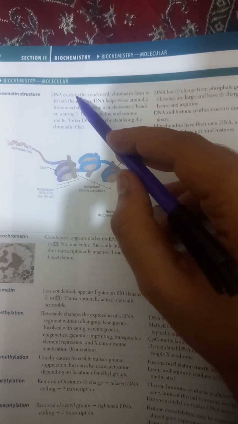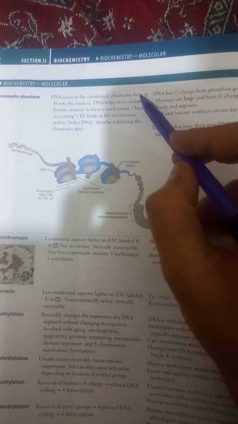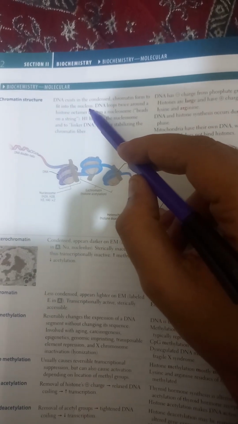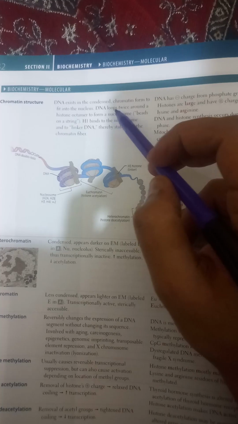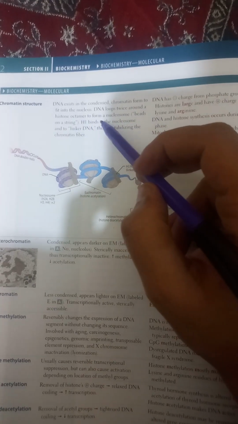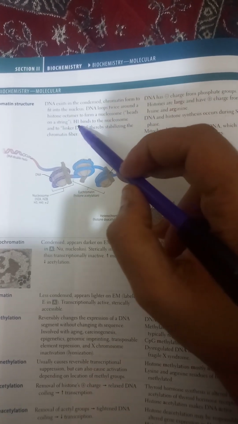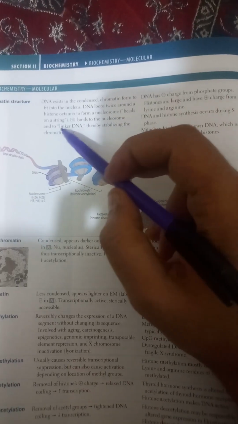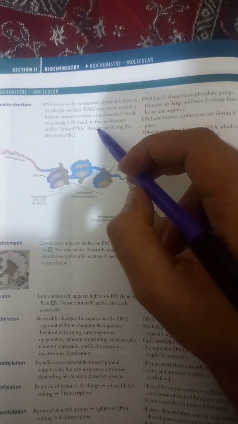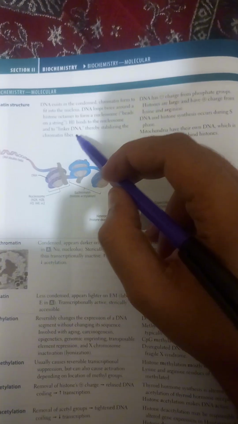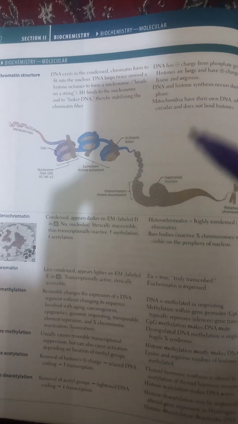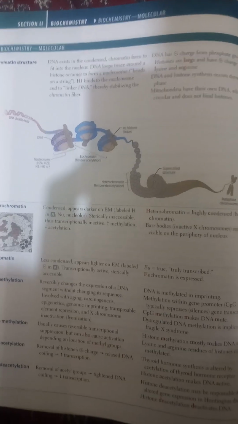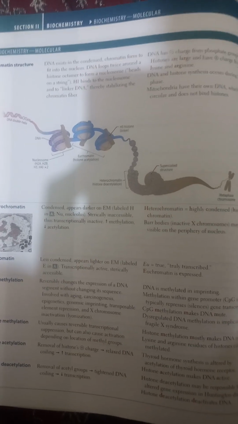DNA exists in the condensed chromatin form to fit into the nucleus. DNA loops twice around the histone octamer to form a nucleosome. H1 binds to the nucleosome and to the linker DNA, thereby stabilizing the chromatin fiber. So when we study this, we find that it is not giving a clear picture of what is a chromatin structure.